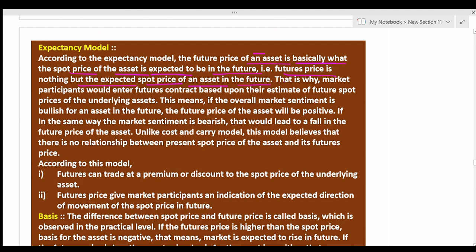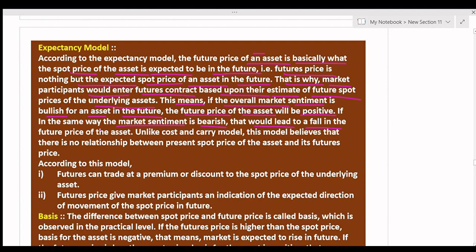That is why market participants would enter a future contract based upon their estimate of future spot prices of the underlying asset. This means if the overall market sentiment is bullish for an asset, the future price of the asset will be positive. In the same way, if the market sentiment is bearish, that would lead to a fall in the future price of the asset.